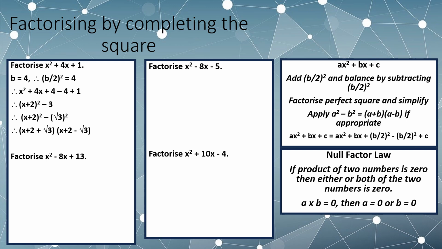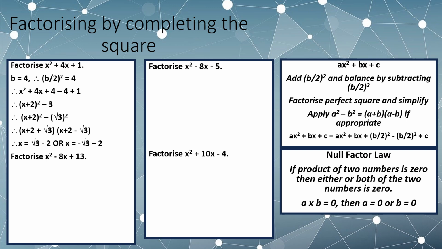Now, we can apply null factor to this final step, making the whole equation equal to 0, and get that x is equal to the square root of 3 subtract 2, or x is equal to negative the square root of 3 subtract 2. You can write this out in decimal form if needed, but leaving it in surds for the most part should be fine, unless the question asks otherwise.